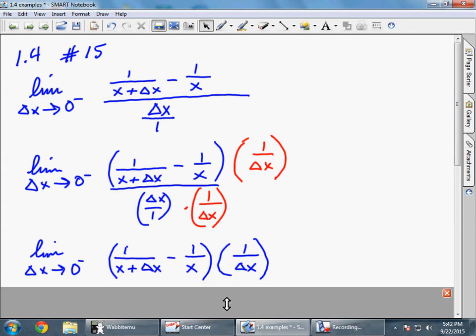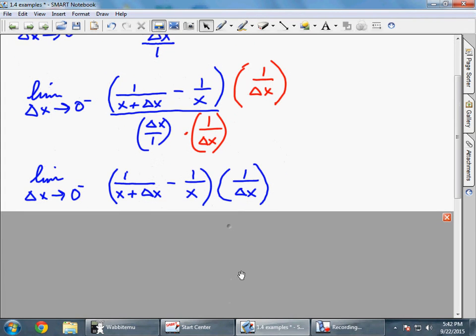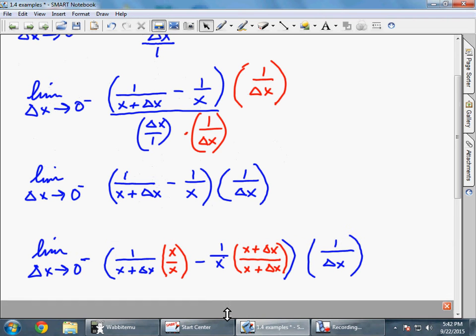Next, we have the limit as delta x approaches 0 from the negative side of, notice this is all over 1. So it's still there, but it's really dividing by 1. Now we have this numerator multiplied by 1 over delta x right here. Okay, so far so good. I'm going to continue on down.